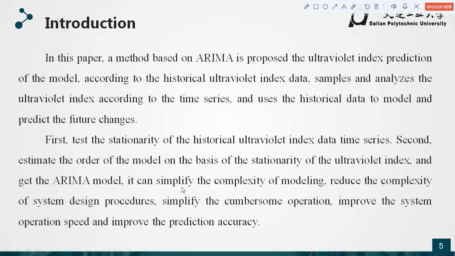It can simplify the complexity of modeling, reduce the complexity of system design procedures, simplify the cumbersome operation, improve the system operation speed, and improve the prediction accuracy.